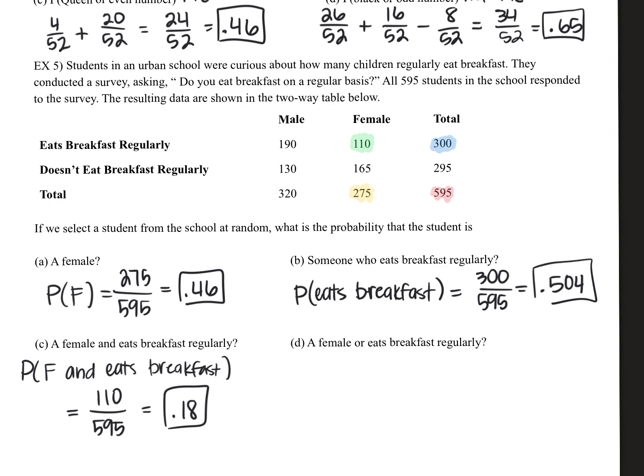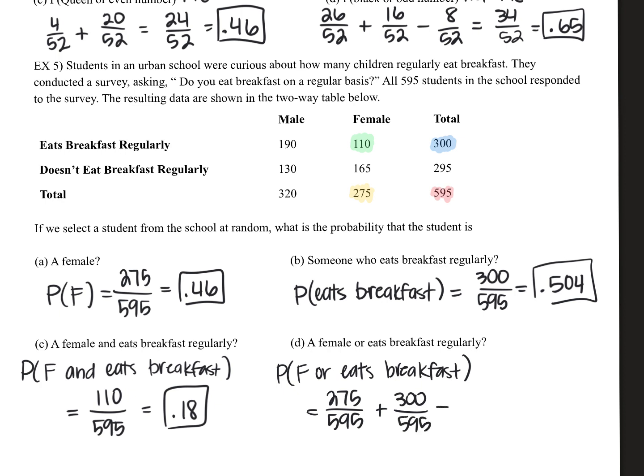And then last one, a female or eats breakfast regularly. So probability of female or eats breakfast. Now, we did the work, and we can kind of see from the table, these are not mutually exclusive because my and was not 0. So I'm going to take my probability of female, 275 over 595. I'm going to add the probability you eat breakfast, 300 over 595. And then I'm going to subtract the number who are both, which are 110 over 595.